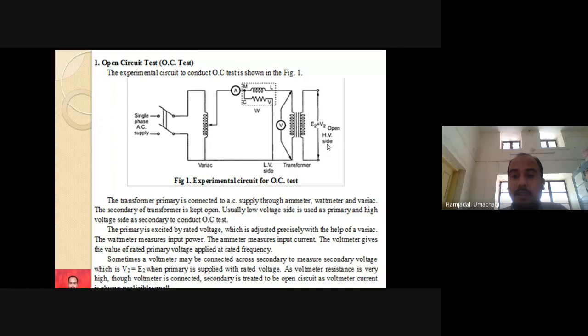Yes. This is the circuit diagram for the open circuit test, and here this ammeter A, whatever we are using during the open circuit test, will read the no load current I0. And this single phase wattmeter will read power. Wattmeter means this is the instrument which is used to measure the power. Yes or no?